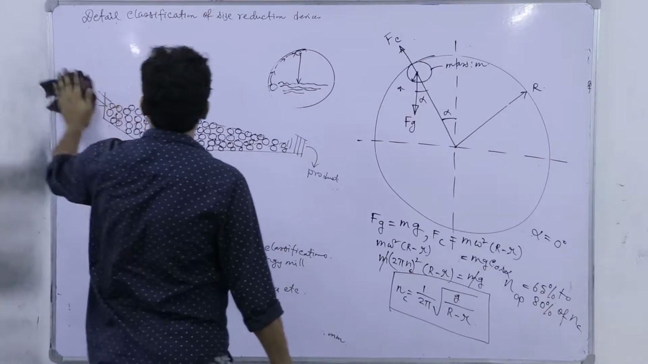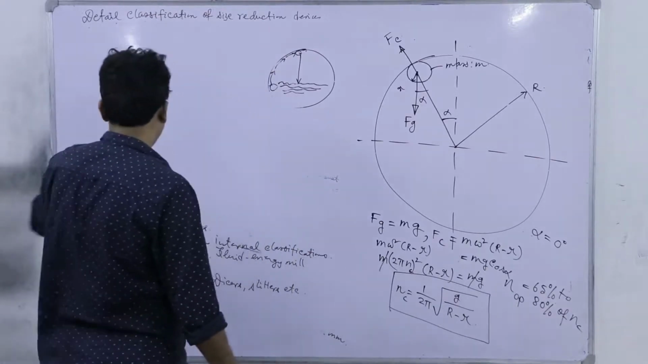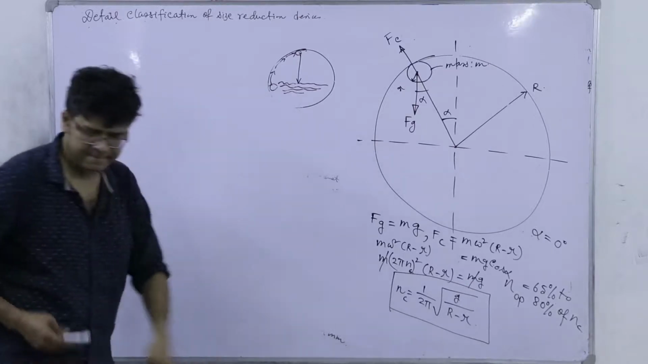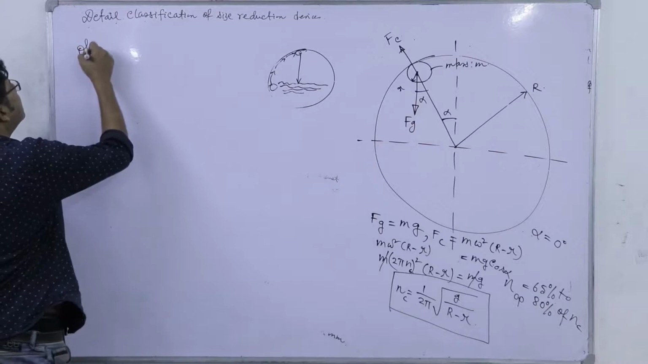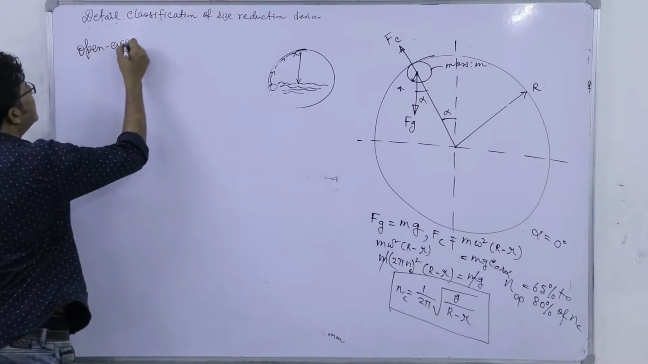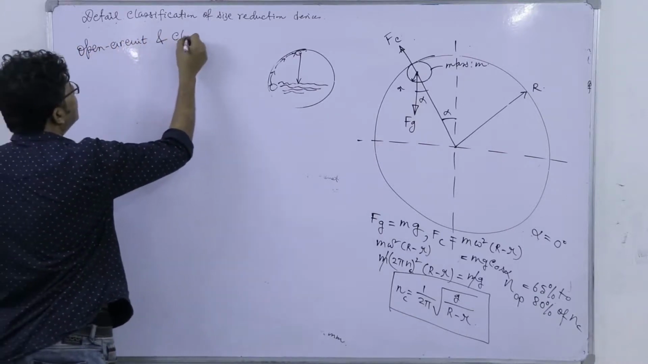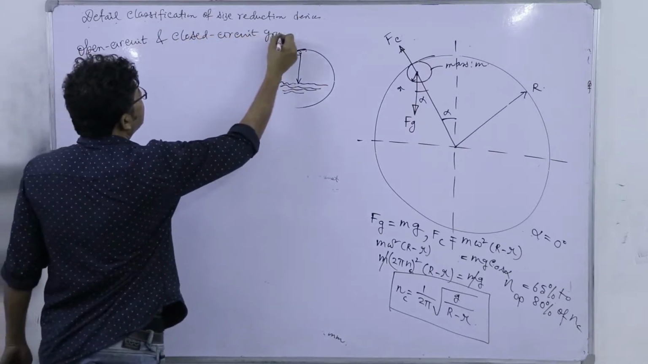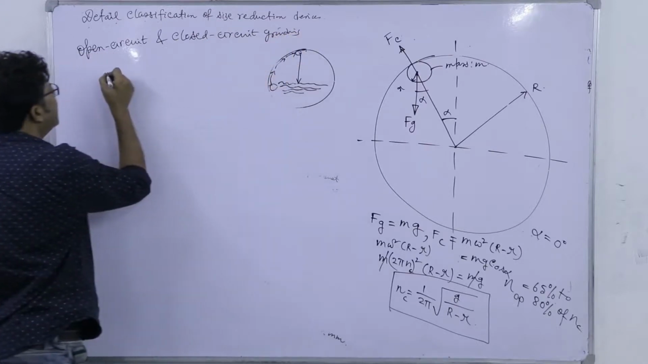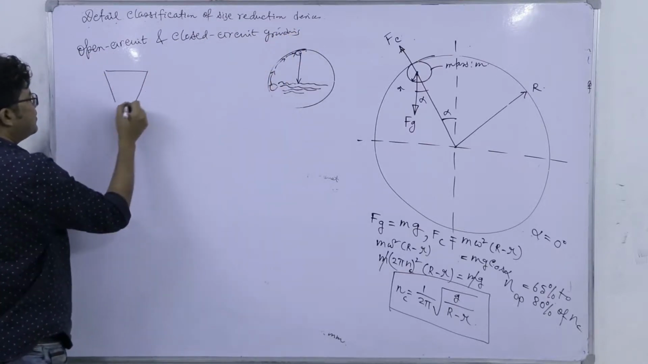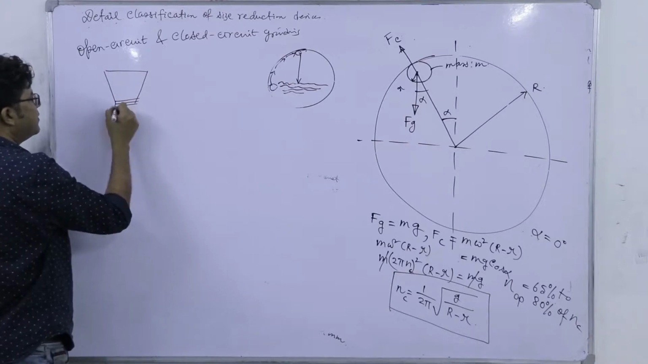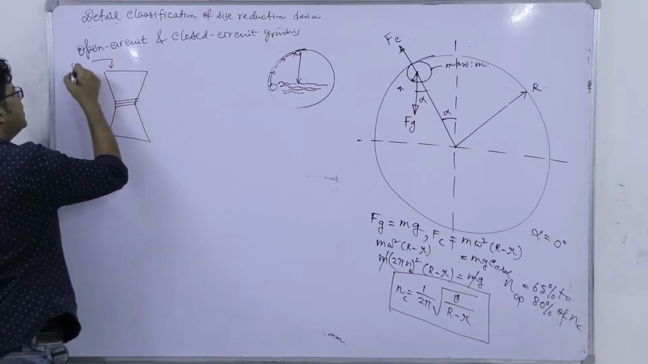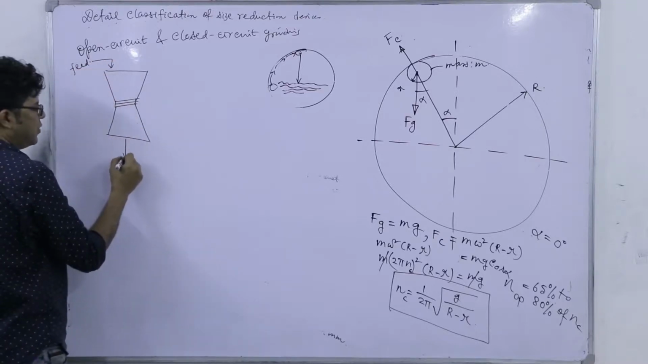Now, let us discuss the last topic, which is the open circuit and closed circuit grinding. This is pretty simple. See, I am using here a gyratory crusher maybe. This is a typical representation of a gyratory crusher. Here you are giving the feed and here you are withdrawing the product.